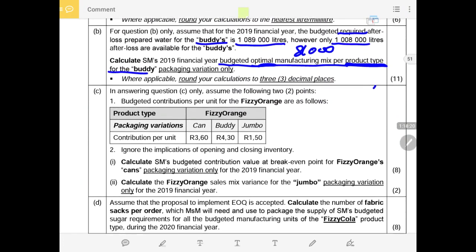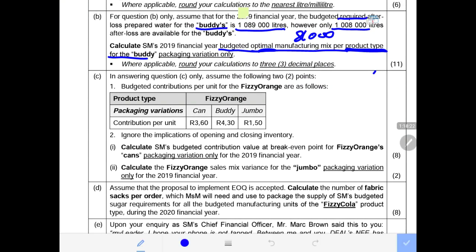Now we go to the third, which is the second last requirement. This requirement, they say in answering question C, only assume the following 2 points. And these 2 points are the budgetary contributions per unit of fizzy orange, only fizzy orange with all the 3 packaging variations provided with us the contribution per unit. Then it says ignore the implication of the opening and closing inventory. Thank you for that. Calculate the budgetary contribution value at the break-even point for fizzy orange.